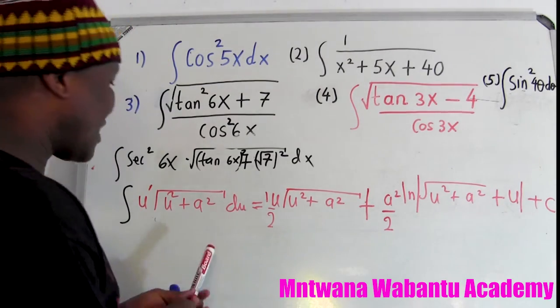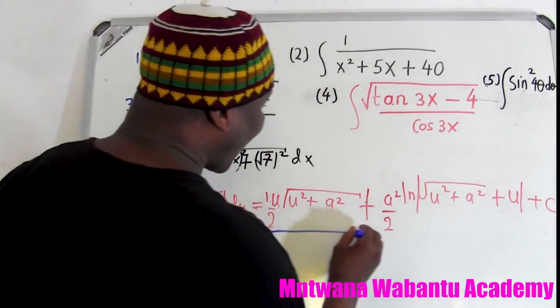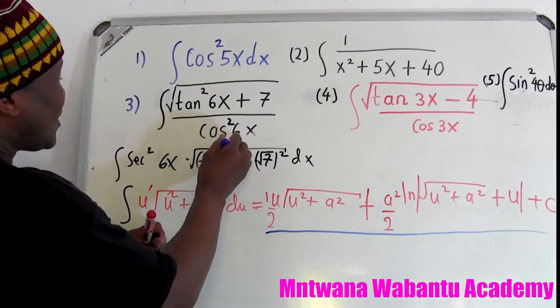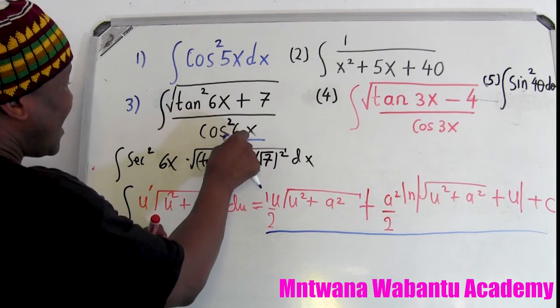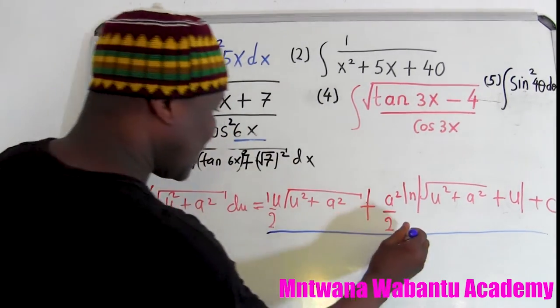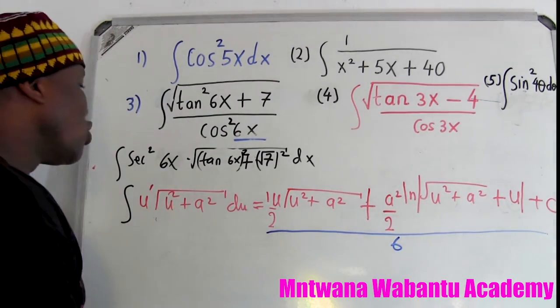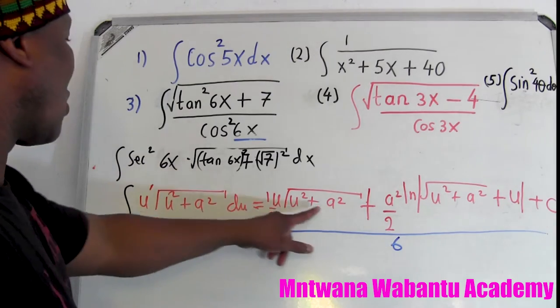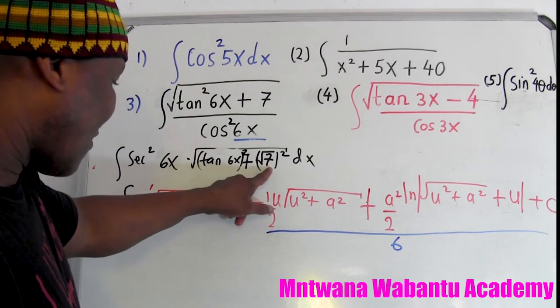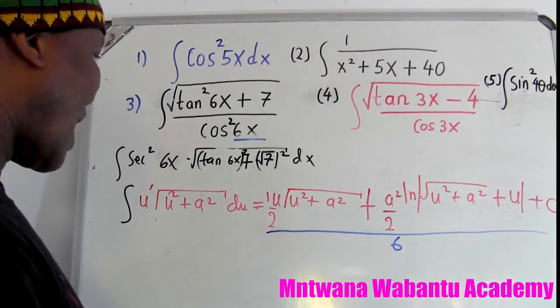Okay, and then after that, do not forget to divide by, you see this 6x? Differentiate what you have here, which is going to give you 6 for now. Do not forget that. So now we know u and everything. What is u? U equals tan x. What is a? A equals square root of 7. Everything we substitute there, then we get our final answer.